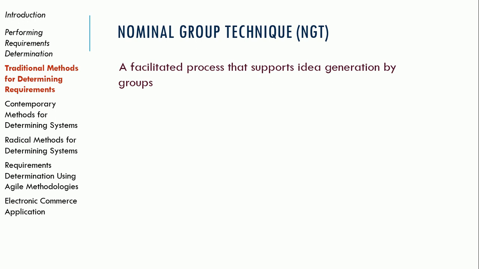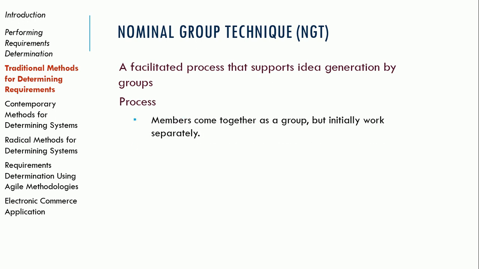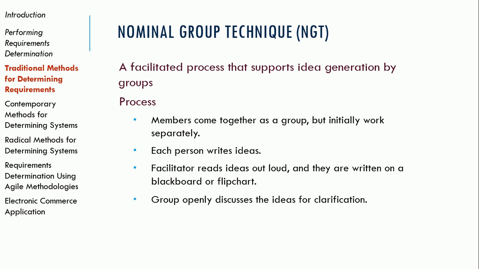So the nominal group technique, or NGT, is a facilitated process that supports idea generation by groups. Basically, when you get a lot of people together and you start discussing things as a group, this is what you do. You've probably done this in college classes, right? The instructor says, okay, I want everybody to break up into small groups. You're going to discuss this topic, and you're going to brainstorm some answer to this discussion. Then everybody comes back and you write down each group's consensus, and then as a group you discuss everything. And that's basically what NGT is. So that's the basic concept.